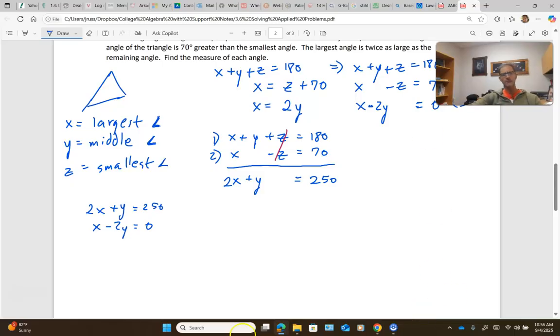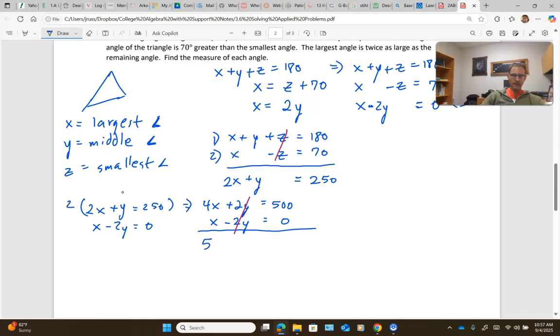Alright, now I'm looking at this, and I'm noticing that my y's already have opposite signs, but I need the y on top to be 2y. So what I'll do is multiply my top equation by 2, and that will give me 4x plus 2y is equal to 500. 250 times 2 is 500, and then I'll simply recopy my second equation. And now I'm set up to eliminate those y's. And so 4x plus 1x is 5x equals 500 plus 0 is 500.